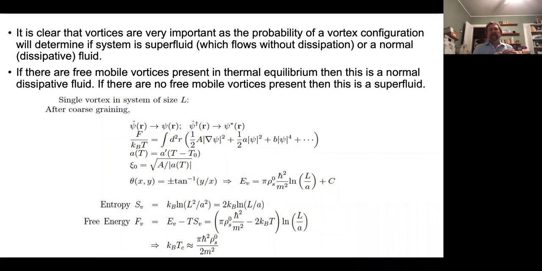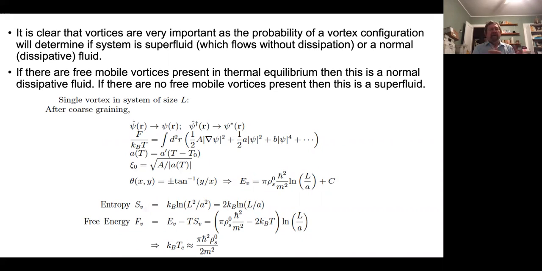dissipating. And therefore, we expect that there will be a transition between a normal fluid and a superfluid at a temperature T sub C, where k T_C is approximately pi h bar squared times the bare superfluid density, which is a parameter, remember, divided by 2m squared.